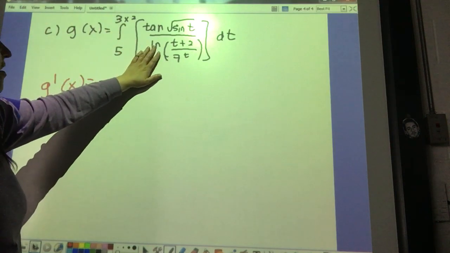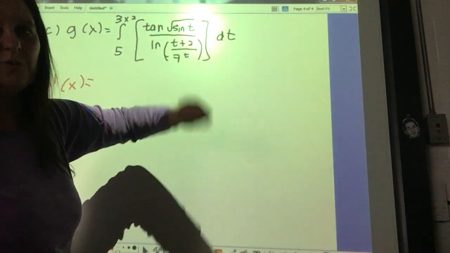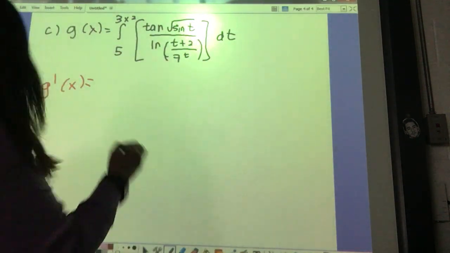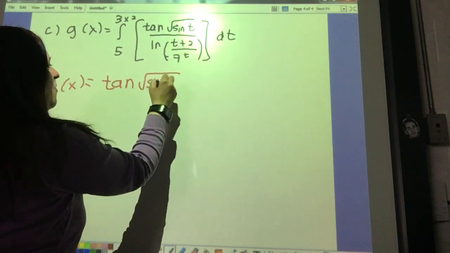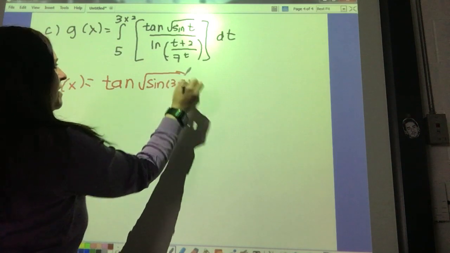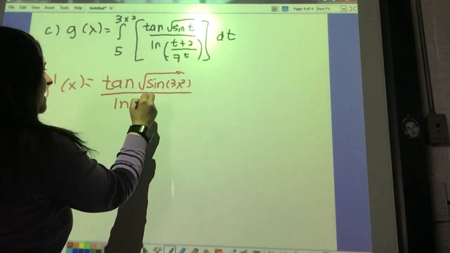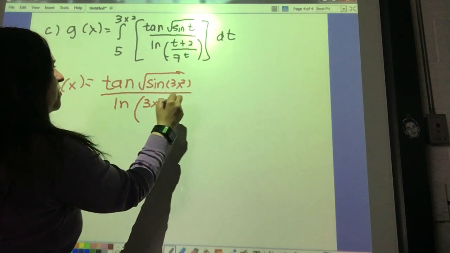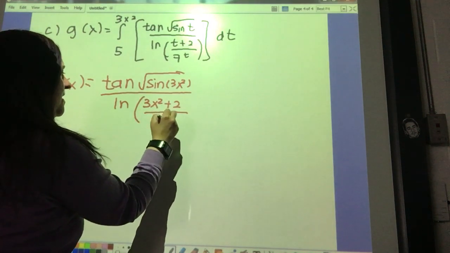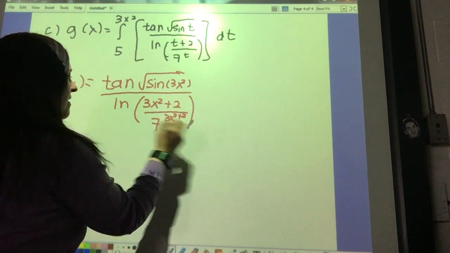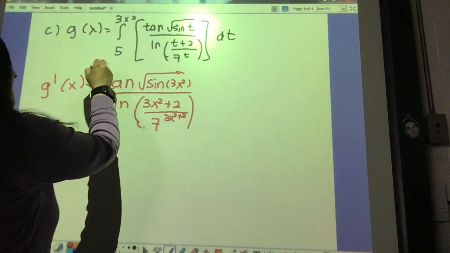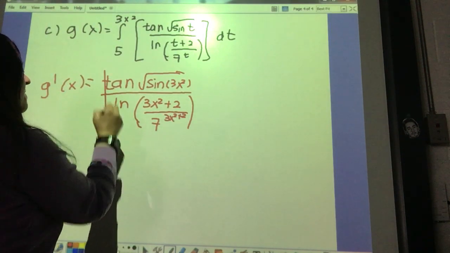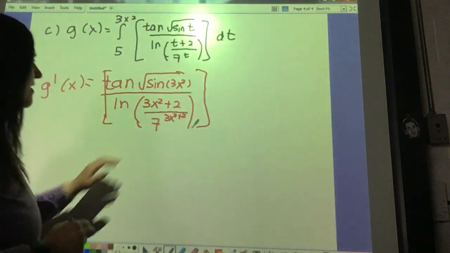And again, all you have to do to find the derivative of an antiderivative, you don't really need to do anything. We just are going to replace all of our t's with 3x squared. So wherever I see a t, the t becomes 3x squared. The t becomes 3x squared. That's literally all you do. And then don't forget at the end, that was supposed to be a bracket.